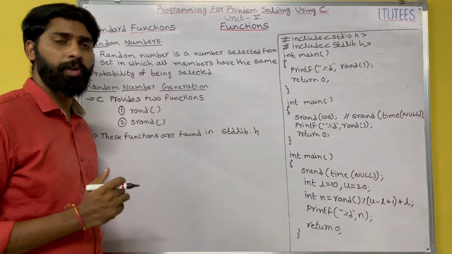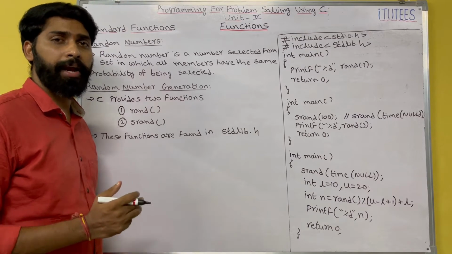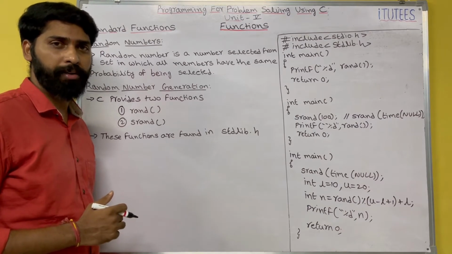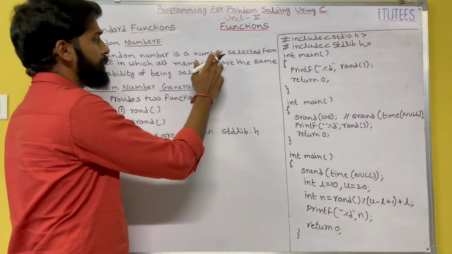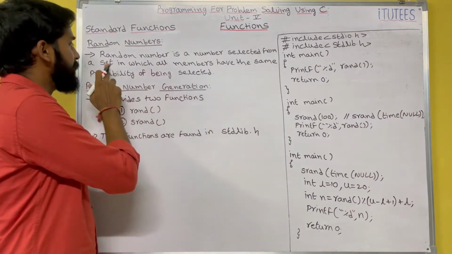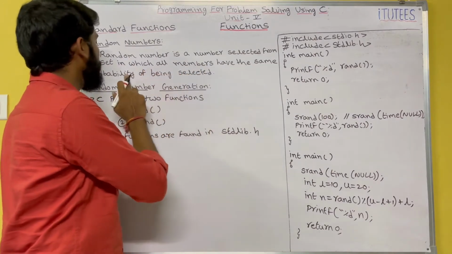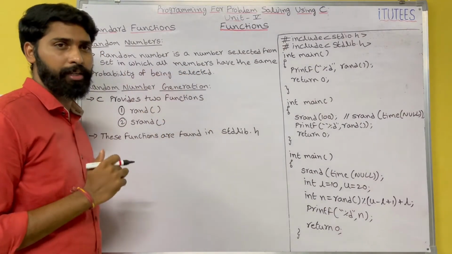In this session we are going to learn how to generate random numbers in C programming. So what is a random number? A random number is a number selected from a set in which all members have the same probability of being selected. So what does it mean?